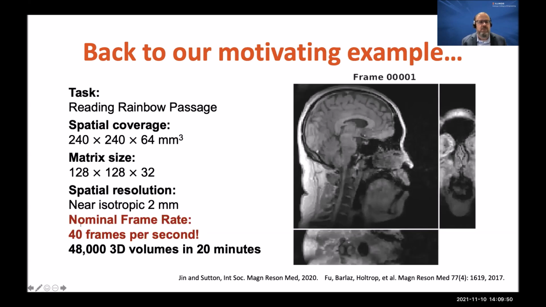We get full vocal tract coverage, and we get 40 frames per second. At the end of 20 minutes, we have them read the Rainbow Passage several times. At the end of 20 minutes, we get 48,000 3D volumes to deal with here.